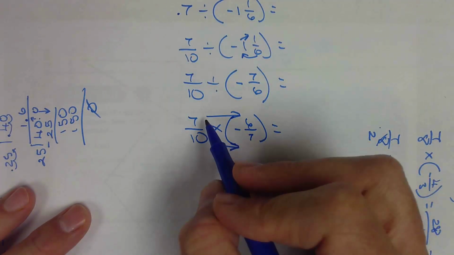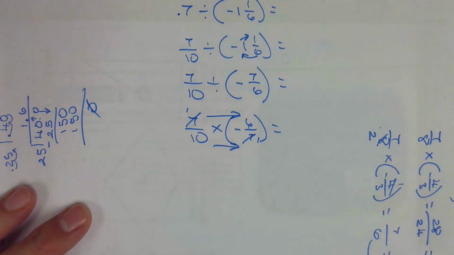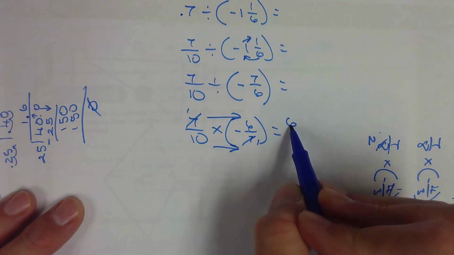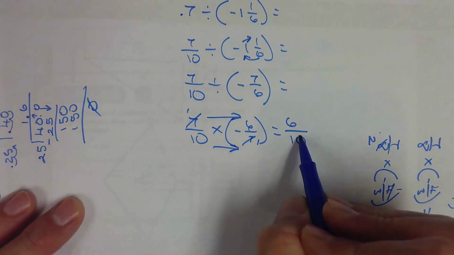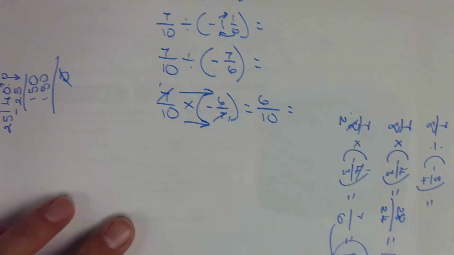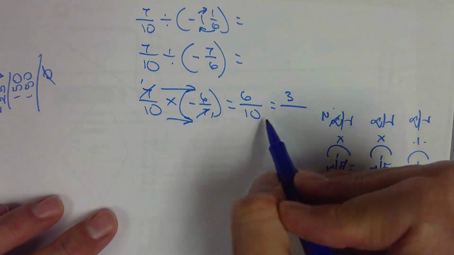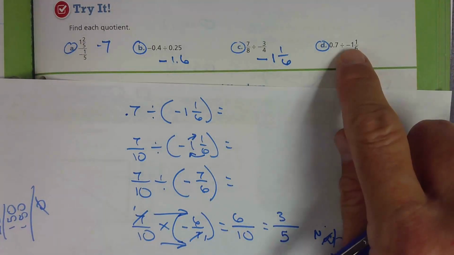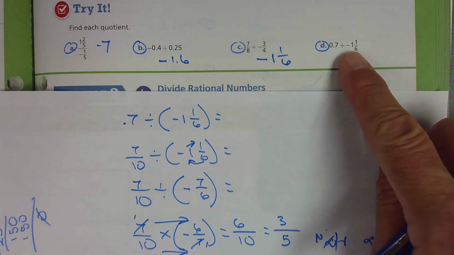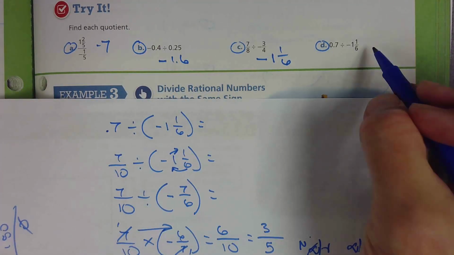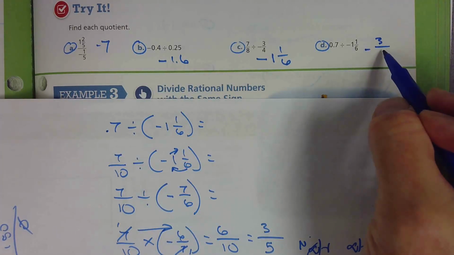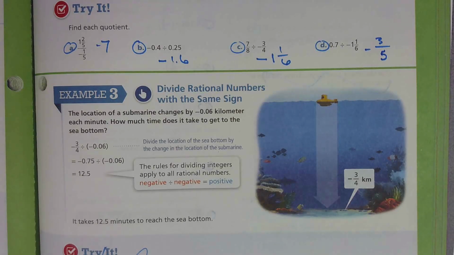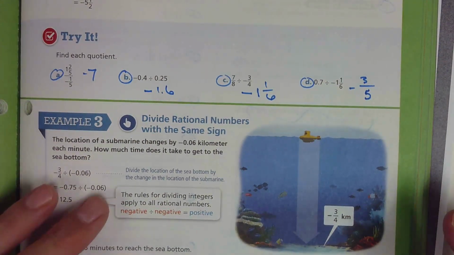I get ahead of myself. 7 goes into 7 once, 7 goes into 7 once. There we go. All right, so now we just multiply straight across. 1 times 6 is 6, and then 1 times 10 is 10. That can be reduced. 2 goes into 6 3 times, 2 goes into 10 5 times, and when we go back to the original problem, one of them was negative, so the answer is a negative 3/5. All right, all that was just for the try-its.